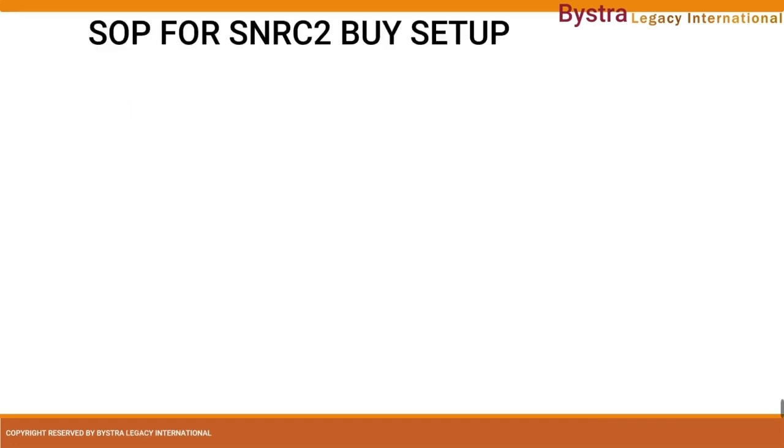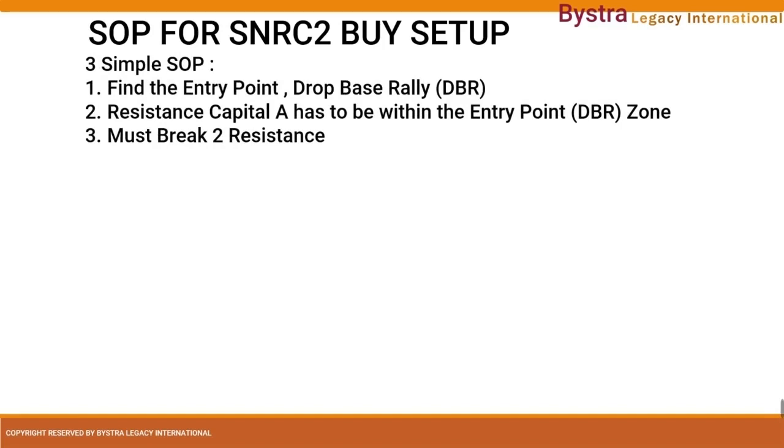So for the SNRC2 SOP, there will be 3 only, whereas the SNRC1 only 2. So what are the 3? First, we have to find the entry point, which is the drop base rally. Second thing, this capital A has to be within the entry point zone. So this is very important. With these two, then we can identify. The next one is to break through resistance.